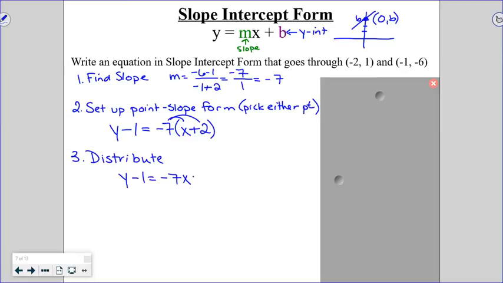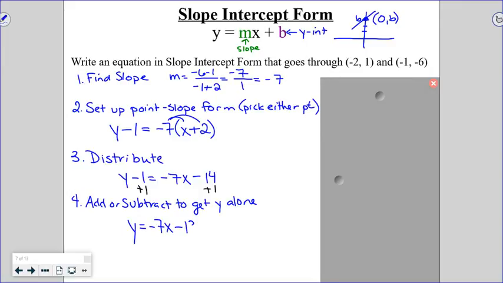Negative 7x minus 14. And step 4, it'll always be these last 2 steps. Distribute and then solve for y. Add or subtract to get y alone. Solve for y. So in this case, that would be to add 1 to both sides. And we get y equals negative 7x minus 13.